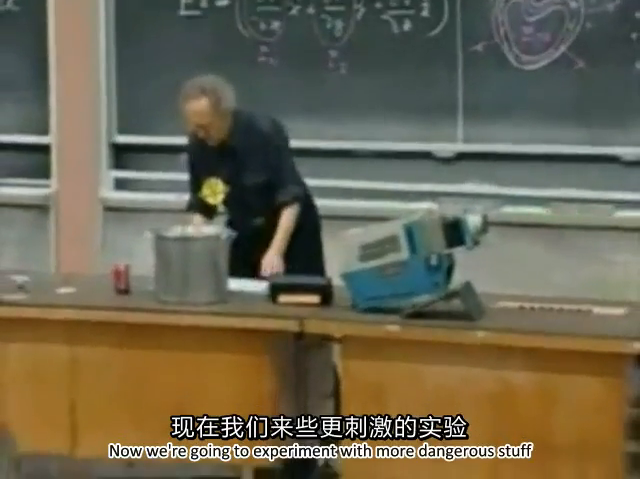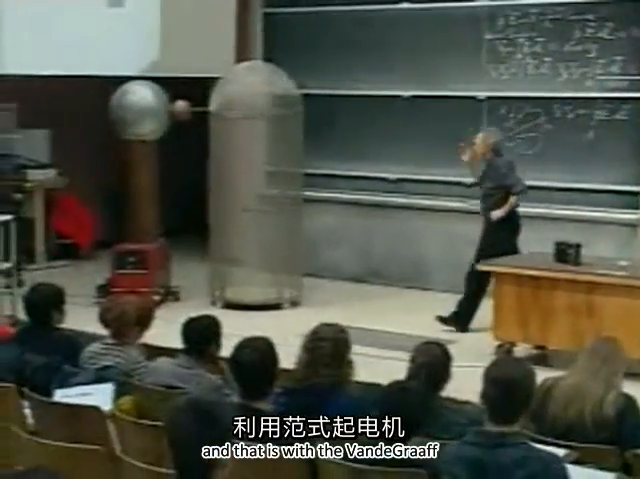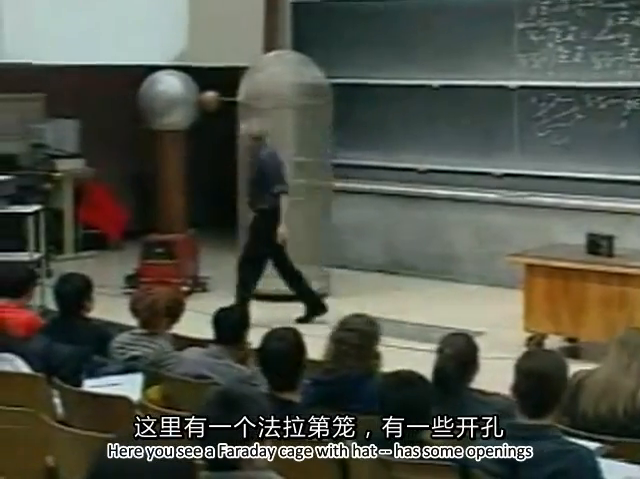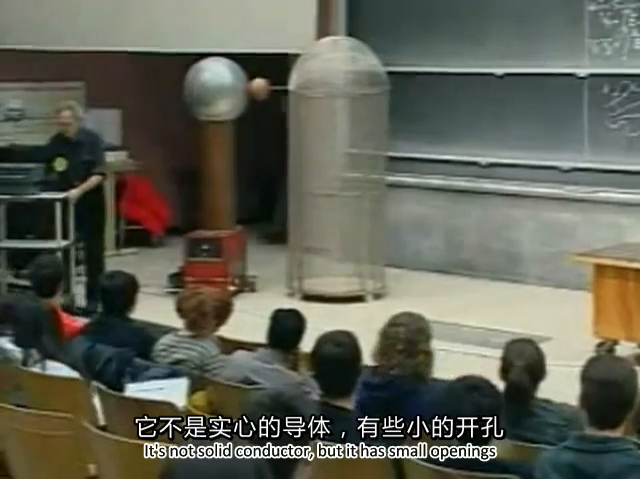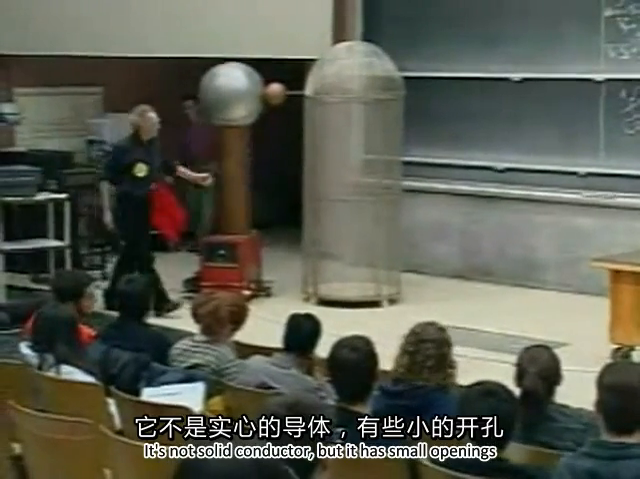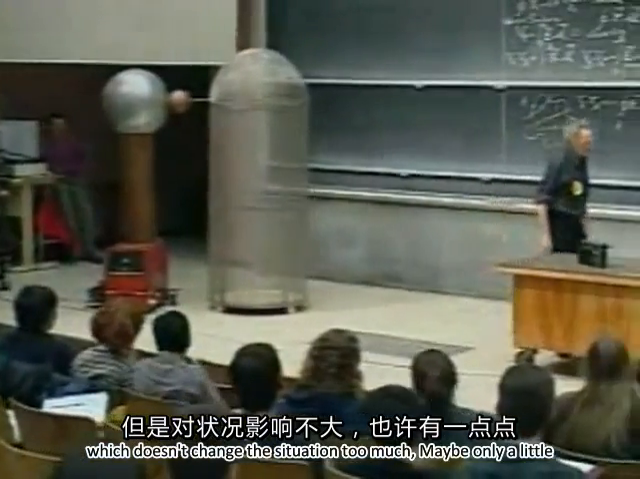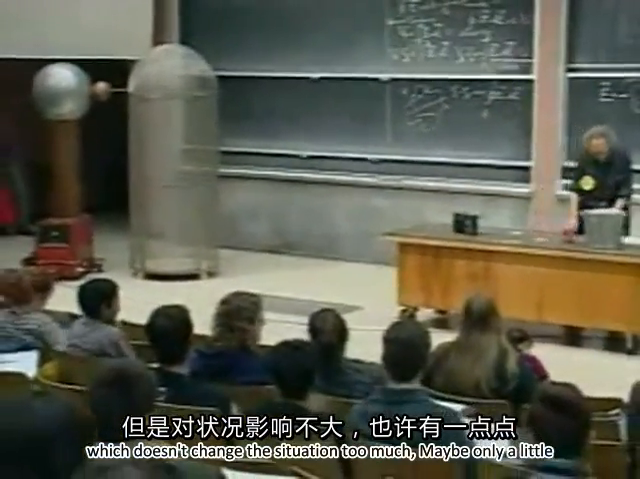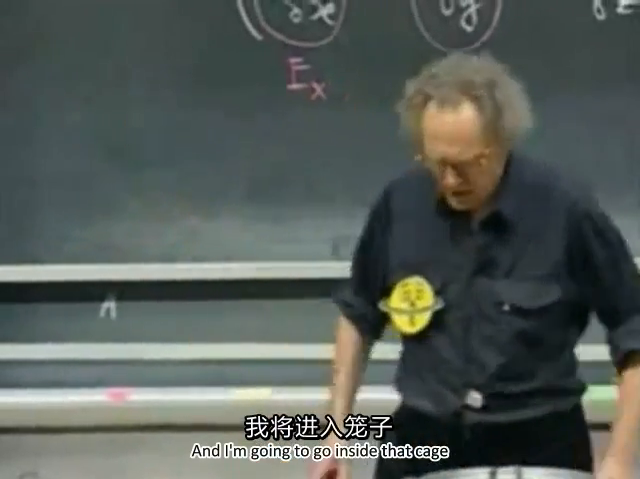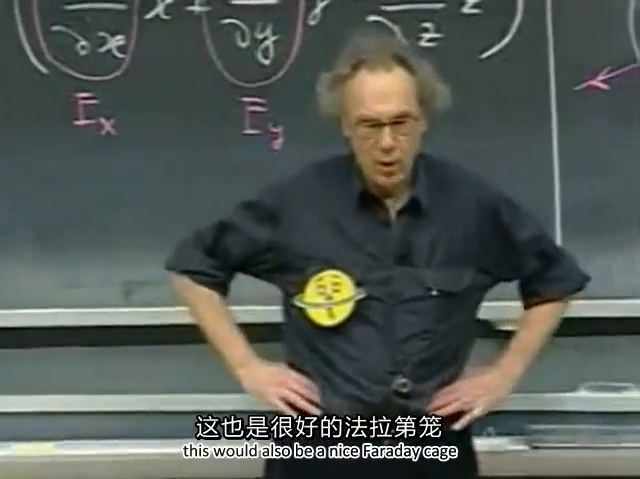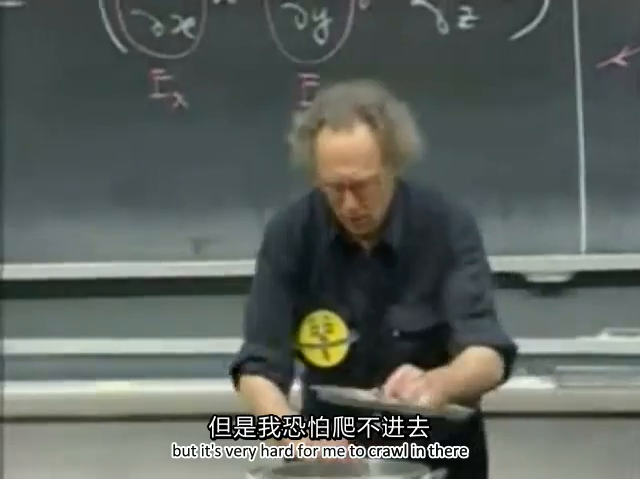Now, we're going to experiment with more dangerous stuff. And that is with the Van de Graaff. Here you see a Faraday cage which has some openings. It's not a solid conductor, but it has small openings, which doesn't change the situation too much, maybe only a little. And I'm going to go inside that cage. This would also be a nice Faraday cage, but it's very hard for me to crawl in there.